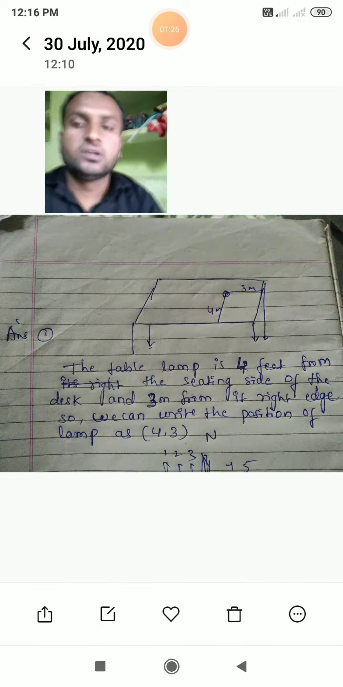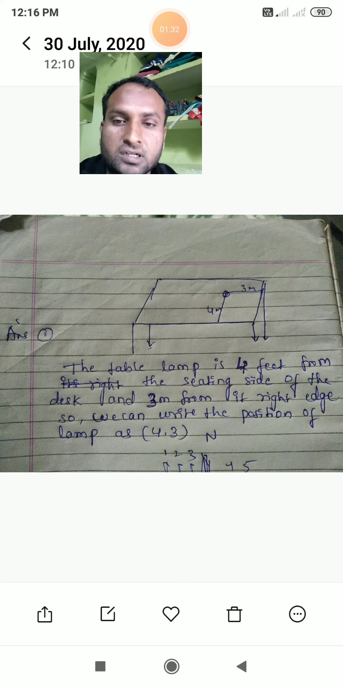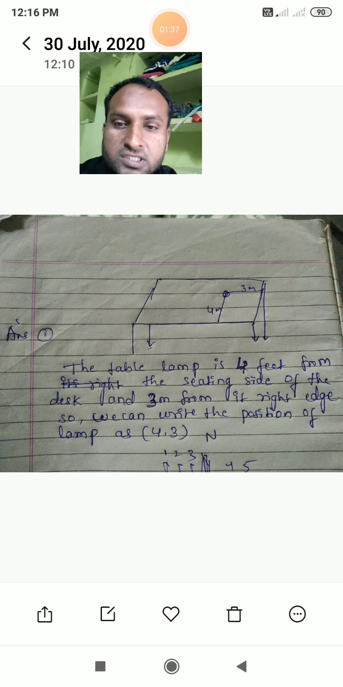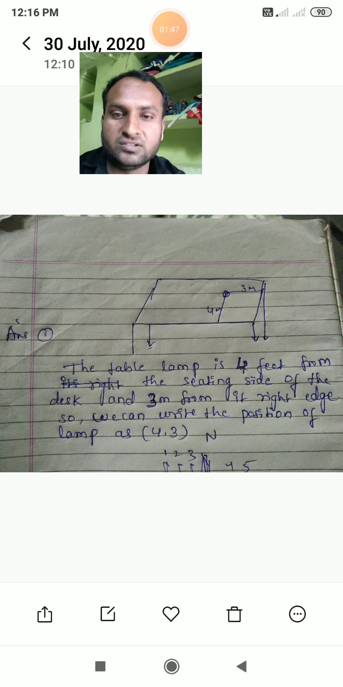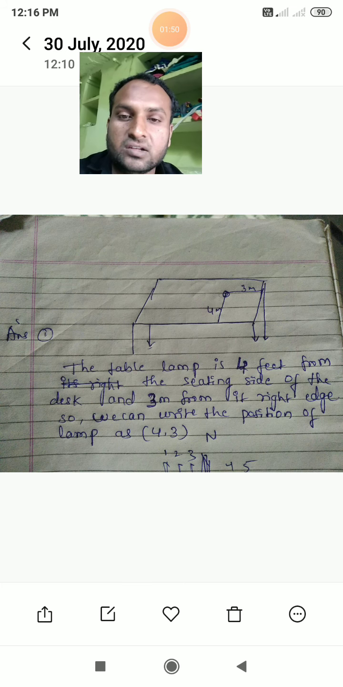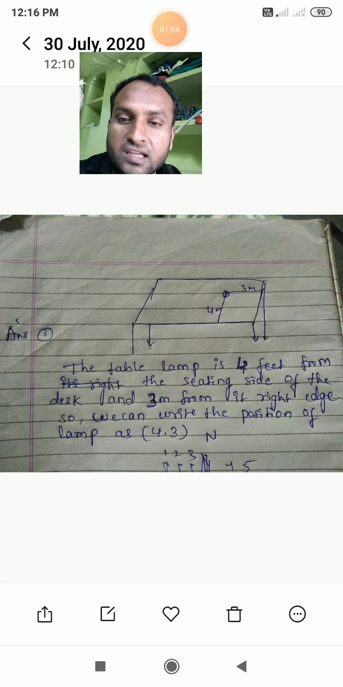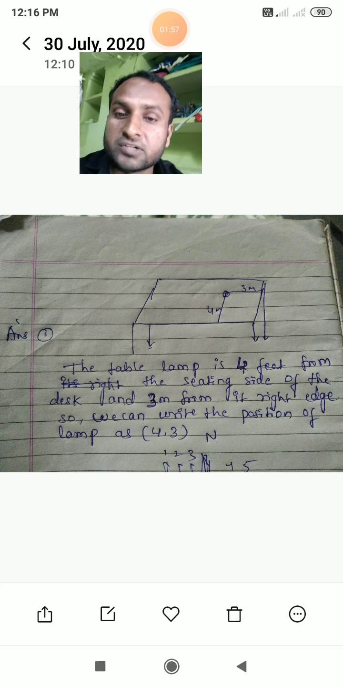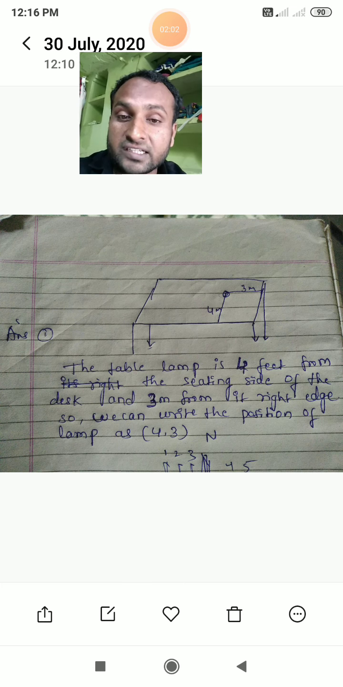Now see the table here. I draw one table here. I have given the points, 4 meter and 2 meter. Now the table lamp is 4 feet, or you can take 4 meter, from the sitting side of the desk. Now, like an x-axis and a y-axis, the table lamp is 4 feet from the sitting side of the desk, and 3 feet, not 3 meter, you have to take 3 feet, from its right edge. So we can write the position.